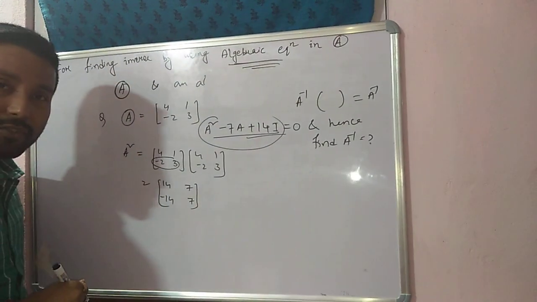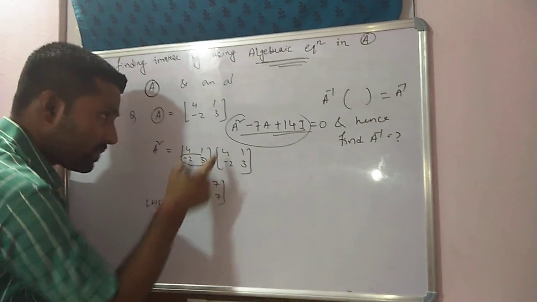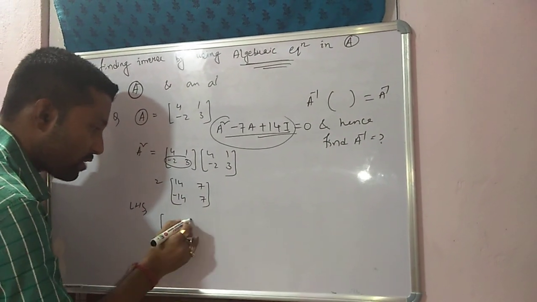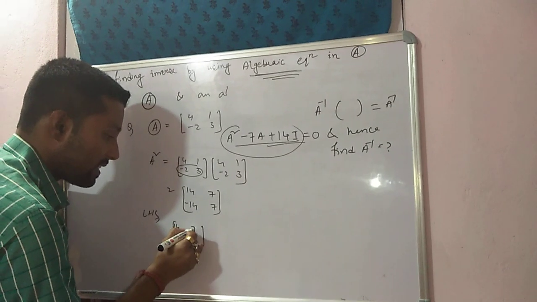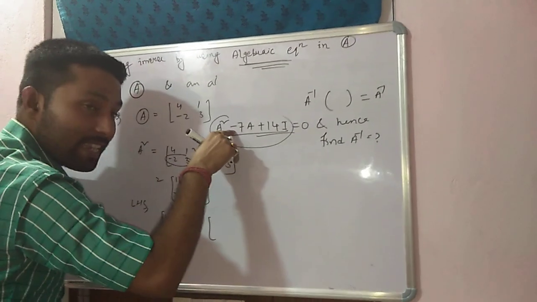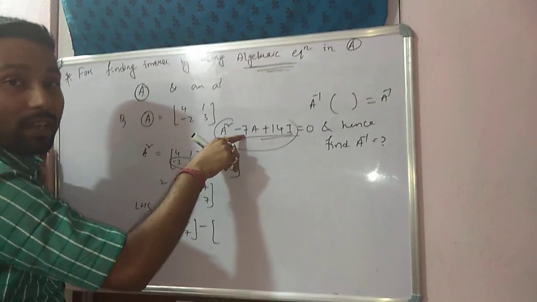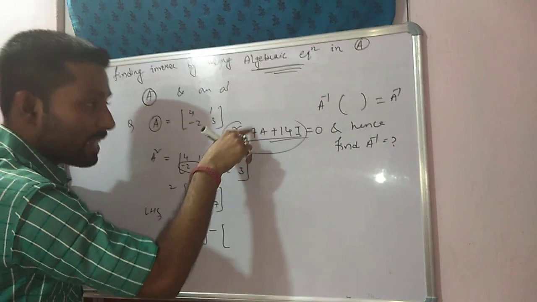We know the value of A square now. Let us put the values in on the left hand side. A square, put the value of A square: 14 7 minus 14 7. Minus, here the minus sign is there, so that's why you have to put the minus sign. 7 into A, 7 is what? It's a scalar multiple, it's a scalar quantity.